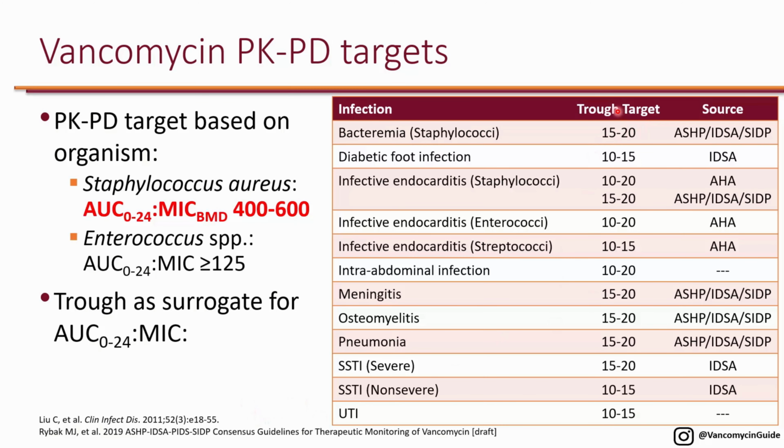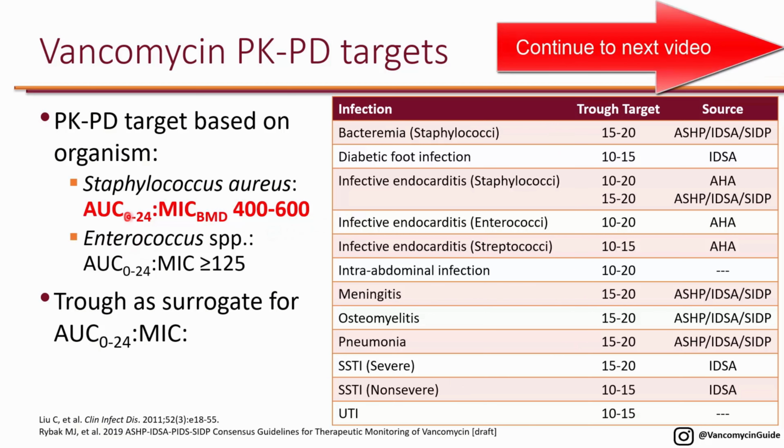But it's important for you to know that there are a lot of guidelines out there, specifically older guidelines, that are targeting troughs. And most hospitals in the US are actually following these targets. So you need to know all these targets because any hospital that you go to, they may be targeting these numbers, so you should be familiar with them. In the future, it's likely that hospitals will slowly start to transition to targeting AUC to MIC of 400 to 600 for Staphylococcus aureus specifically.